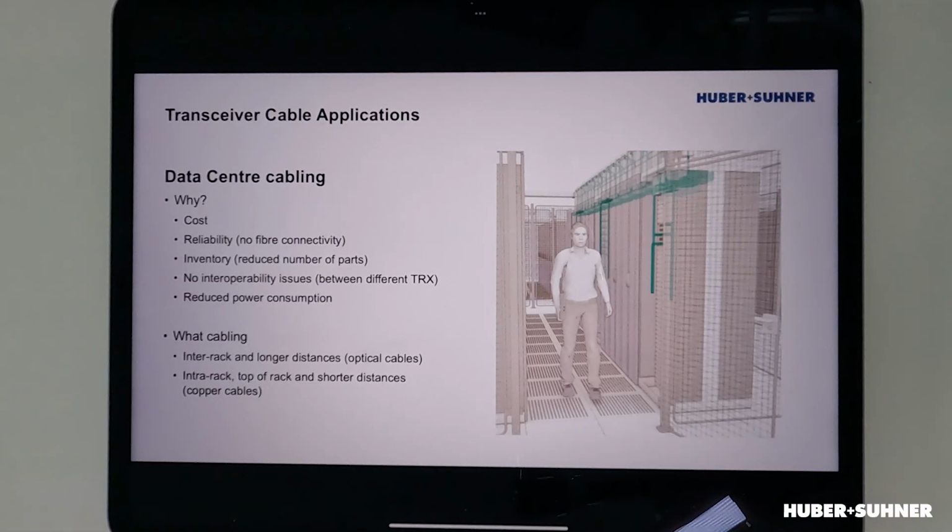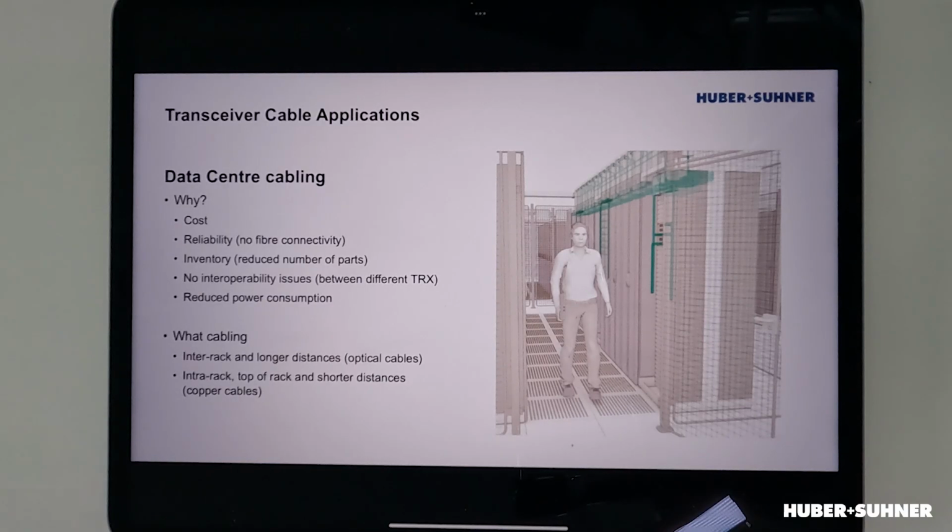Now, for what types of applications within the data centers do we use what transceiver cable? Well, for the longer distances, so in other words, the inter-rack connectivity, we will obviously be using the AOCs, the optical cables, but for the intra-rack and top of the rack cabling, we then generally use the DACs.